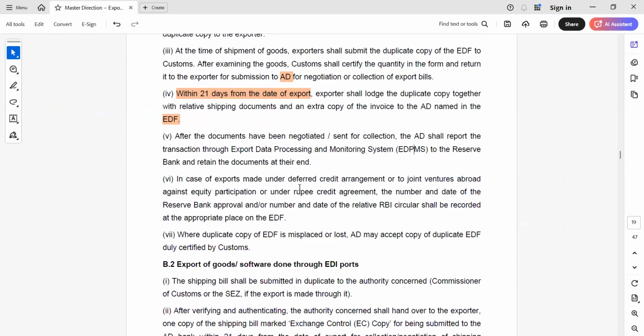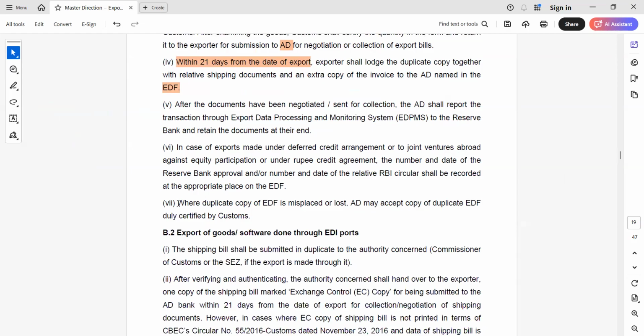In case of export made under deferred credit arrangement, or joint venture abroad against equity participation, or under rupee credit agreement, the number and date of the Reserve Bank approval, and the number and date of the relative RBI circular, shall be recorded on the EDF. Where the duplicate copy of the EDF is misplaced or lost, the AD may accept a copy of the duplicate EDF duly certified by the Customs Department.